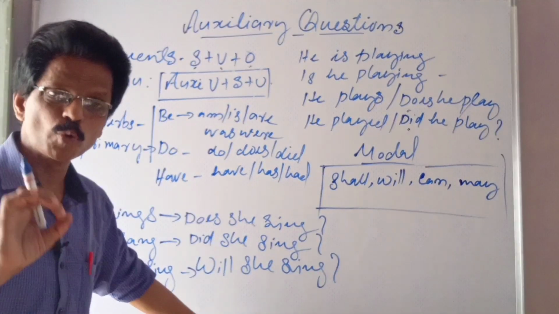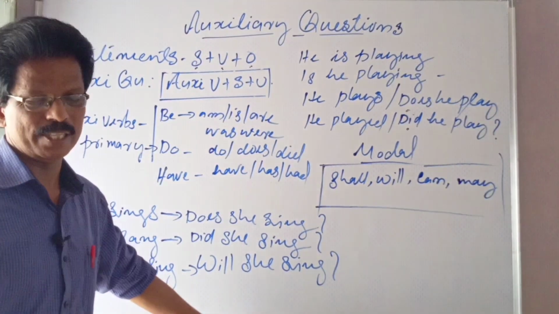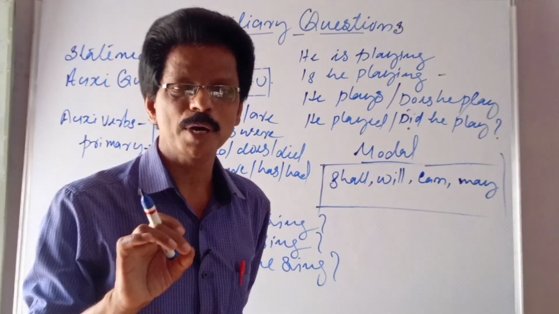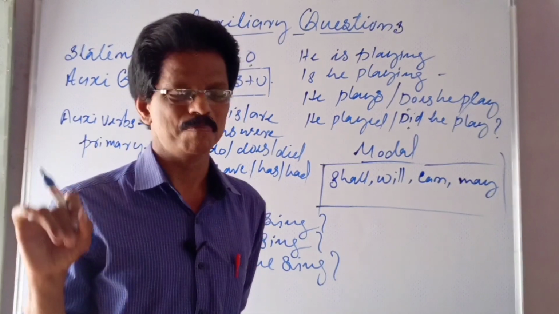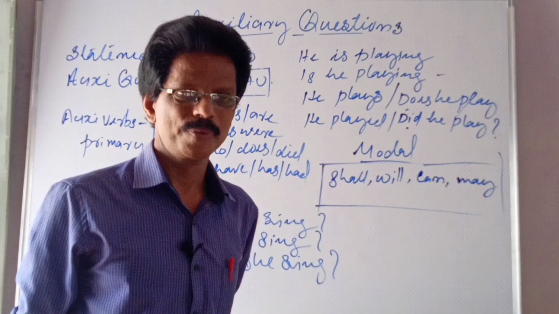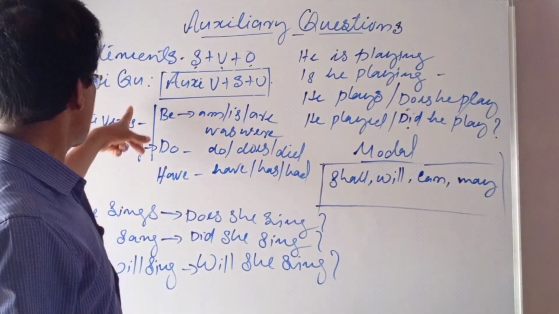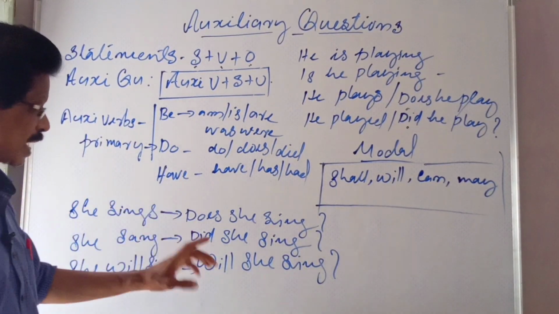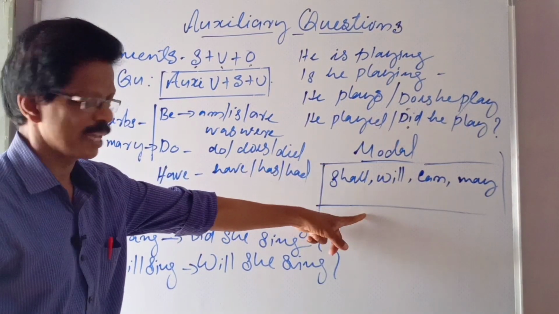Questions are of two types: auxiliary questions and question word questions. An auxiliary question is a question which is formed by using an auxiliary verb or helping verb. Auxiliary means helping. Auxiliary verbs are of two types: primary auxiliaries and modal auxiliaries.